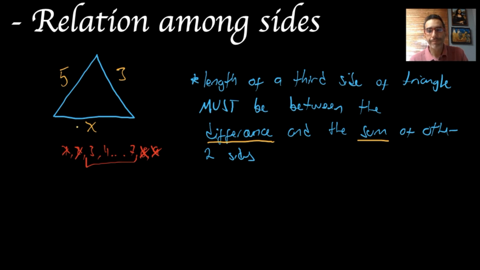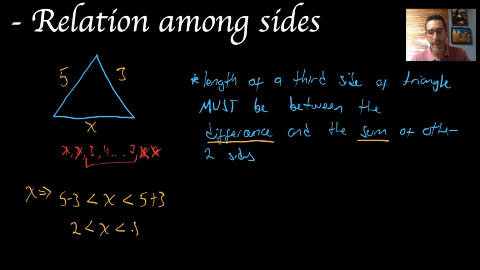So how do I know that this is going to be between 2 and 8? Because again, for us to be able to know what could be the value of x, we know that this x must be between the difference. So the difference here will be 5 minus 3. So x must be right here in the middle, in between, and the sum of those other two sides. So whenever we solve this thing, we know that the value of x must be a number that goes between 2 and 8.